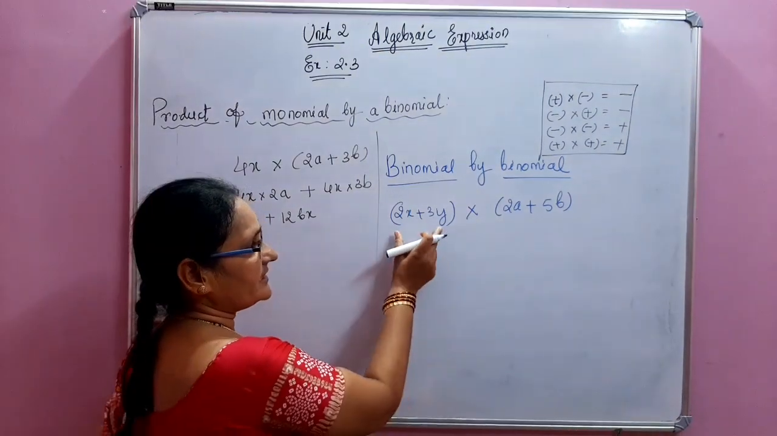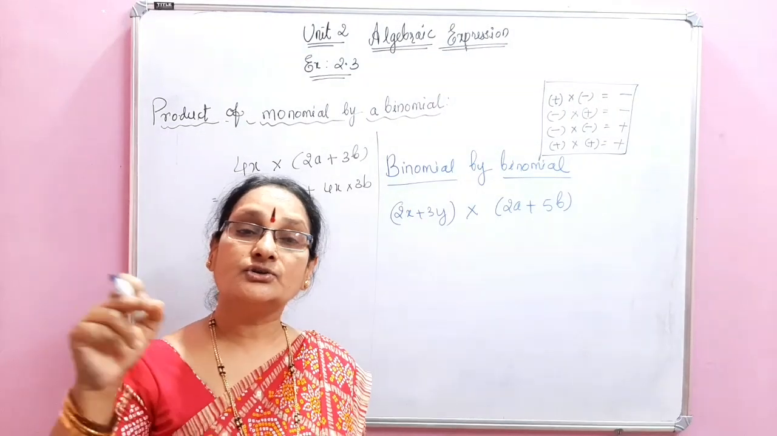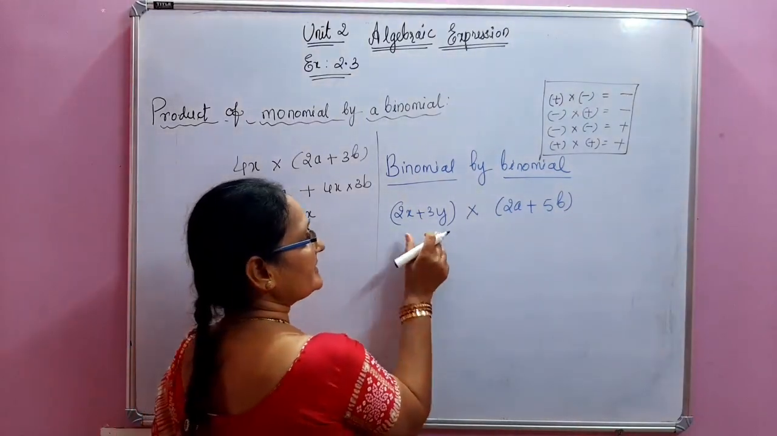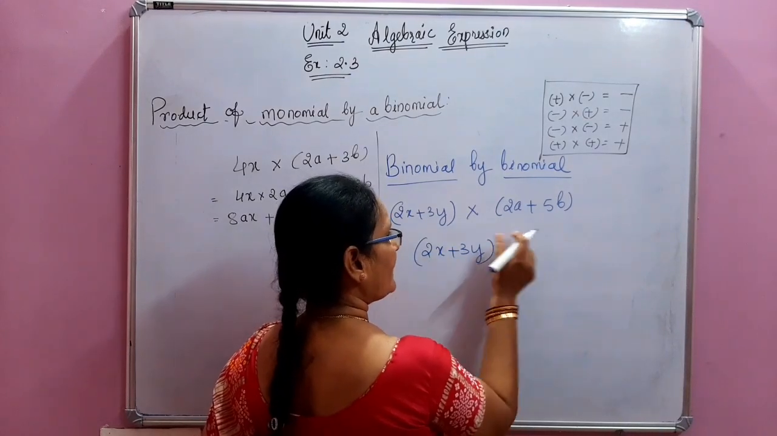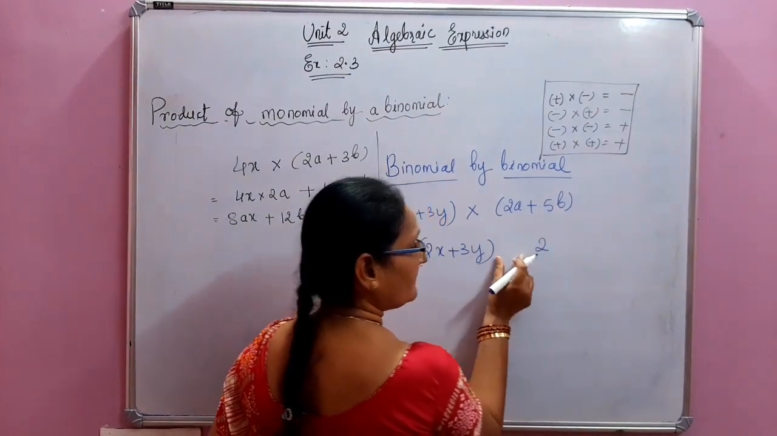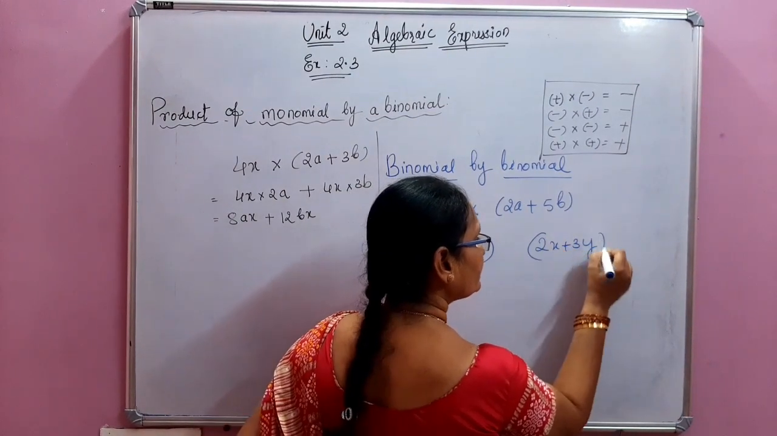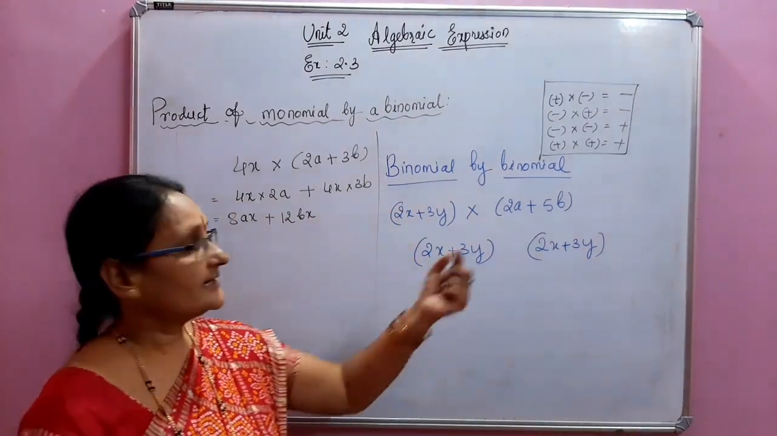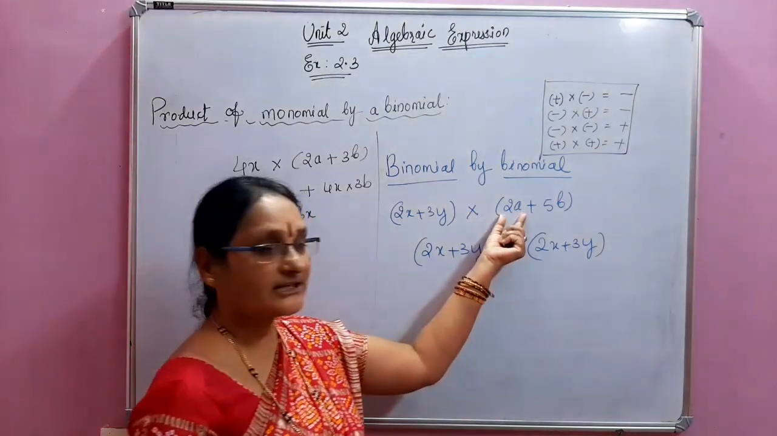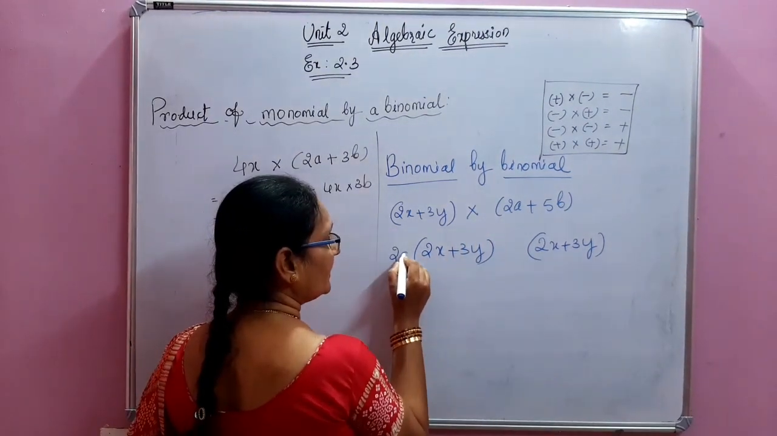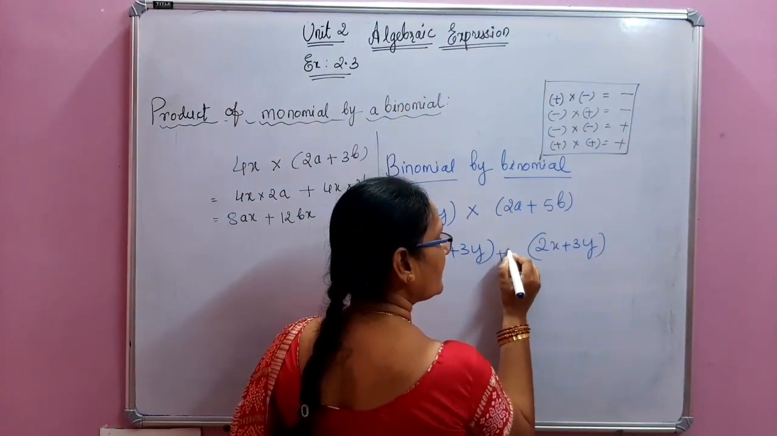Important also. See here, first bracket or second bracket, any one of the brackets you write 2 times. See now I am writing this bracket 2 times: 2x plus 3y, and the same bracket I will write here. Then what to do? Second bracket you just split. How many terms are there? 2 are there. First term you take here behind the first bracket, along with the sign you write here plus 5b.